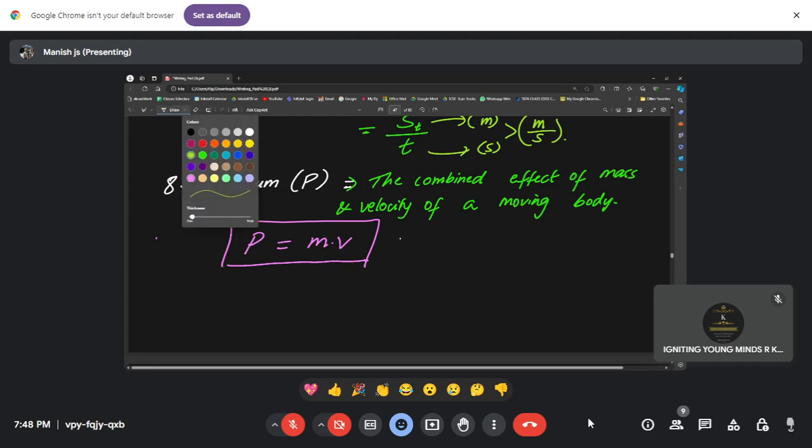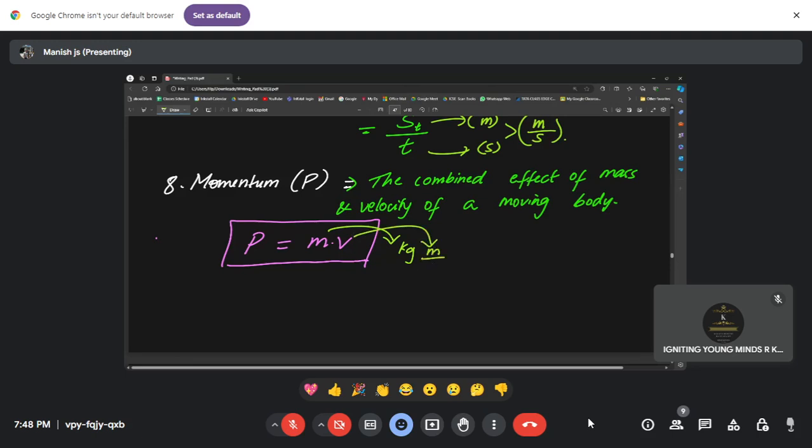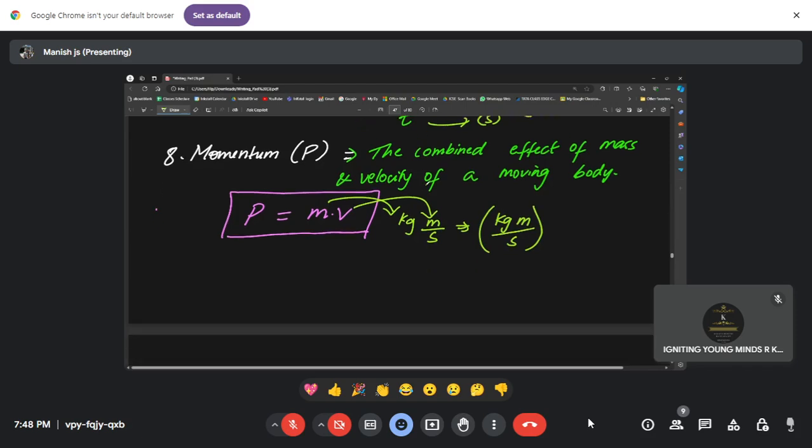What would be its unit? Mass is generally in kilograms and velocity is in meters per second. And you combine both, what do you get? You get kilogram meters per second, and that's the unit of momentum. Okay, so momentum, I repeat, is the product of mass and velocity, and the standard unit for momentum is kilogram meters per second. So we are done with momentum as well. Now we'll move on to the next aspect.